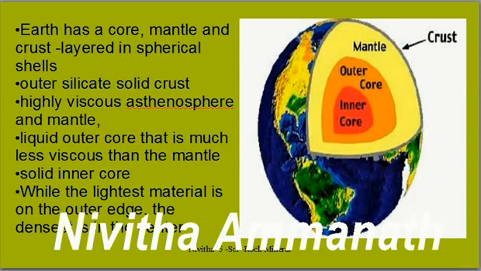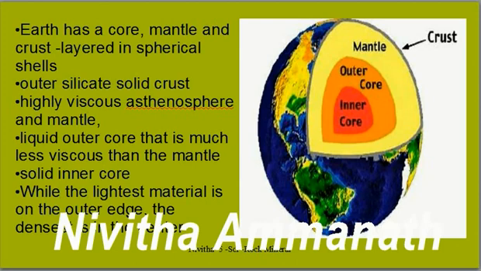This is a lateral section of the earth. When you cut the earth inside, this is how it will look. The surface of the earth is called the crust, and it is sometimes about 8 to 10 kilometers deep. Then the inner layer is called the mantle. Inside that you have the outer core, and inside that you have the inner core. So the earth has a core, mantle and crust layered in spherical shells.